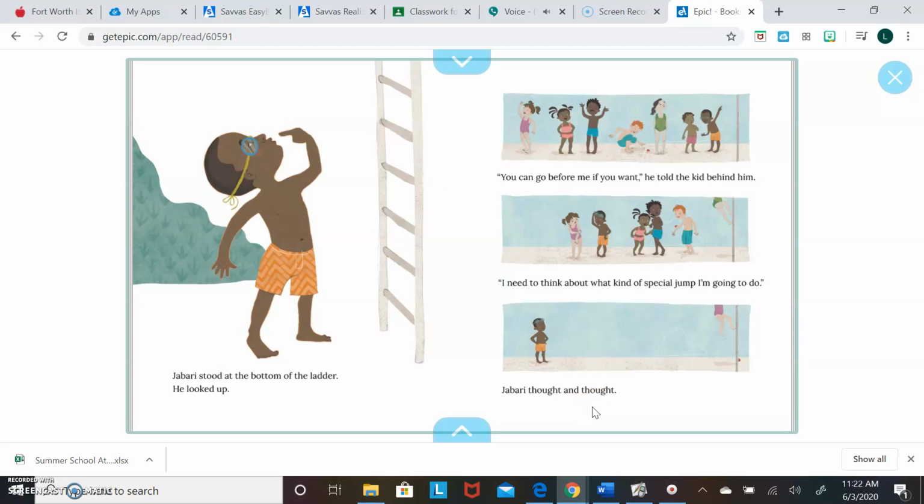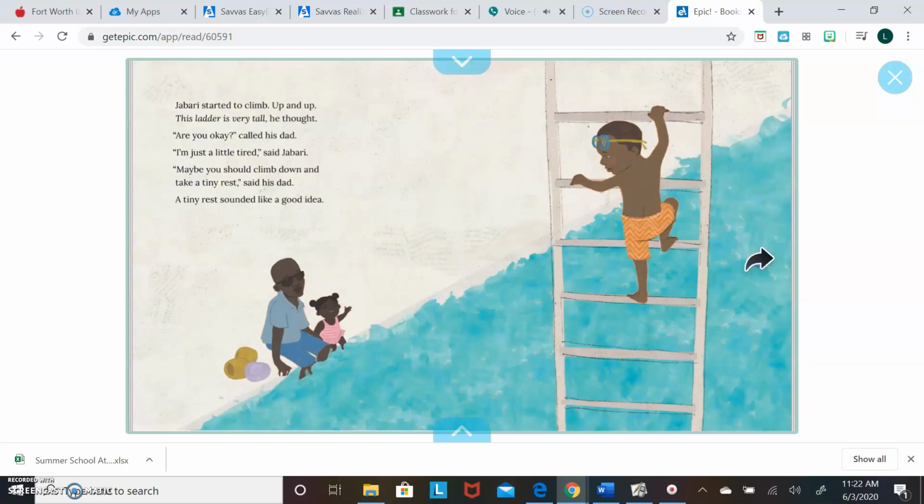Think he might be a little nervous? I kind of think he might be a little nervous and scared. Let's keep going. Jabari started to climb up and up. "The ladder's very tall," he thought.